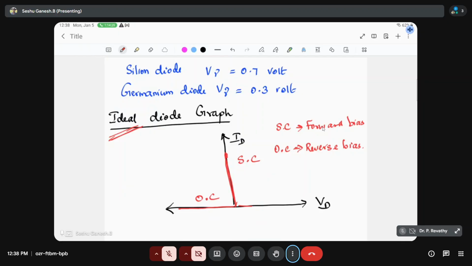So in the next class we'll be seeing the constant voltage model, then the piecewise linear model. We are going to derive certain equations for the half wave rectifier. We have seen the working principle of half wave rectifier. We'll be deriving certain equations for the half wave rectifier in the next class. Okay.